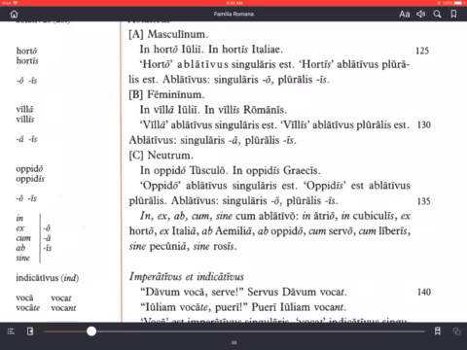Opido ablativus singularis est. Opido is ablative singular. Opidis est ablativus pluralis. Opidis is the ablative plural. Ablativus singularis o, pluralis is. In, ex, ab, cum, sine cum ablativo. So this is telling us these prepositions use the ablative.